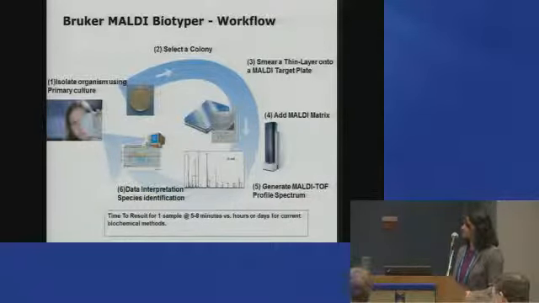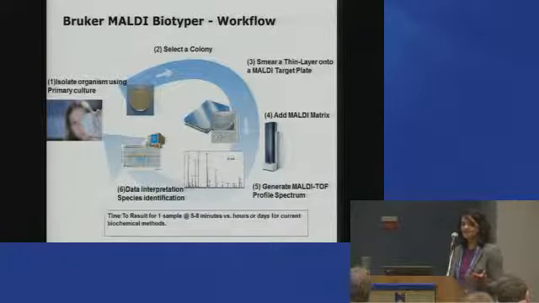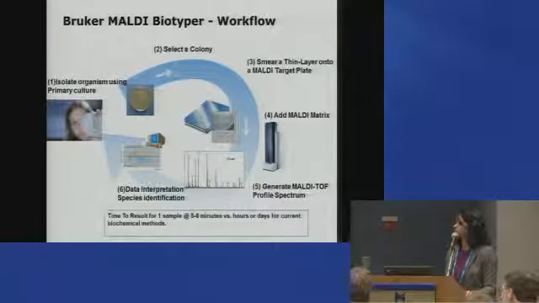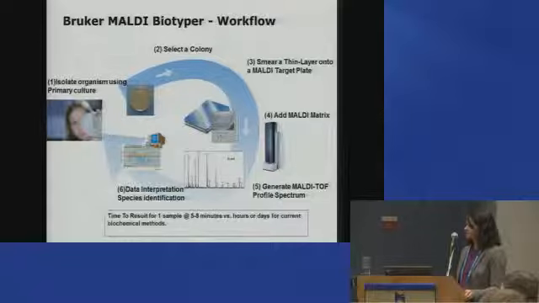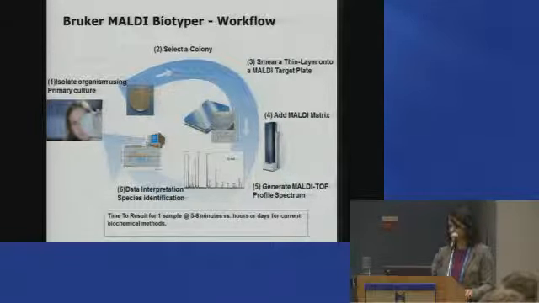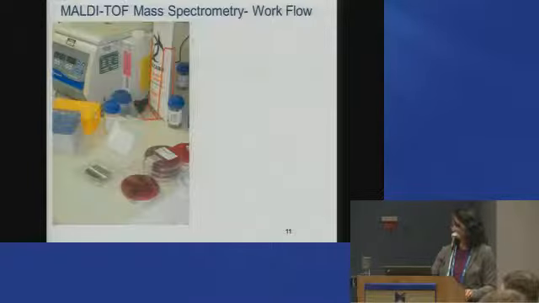The spectrum is then interpreted with the databases that also come with the MALDI instruments. So each of these instruments that I showed you has a database that comes along with the instrument when you purchase it. And then you identify your species based on a score match that you get. So you can imagine now, your one sample in 5 to 8 minutes, you're getting your answer versus having to wait for a long time with biochemical methods.